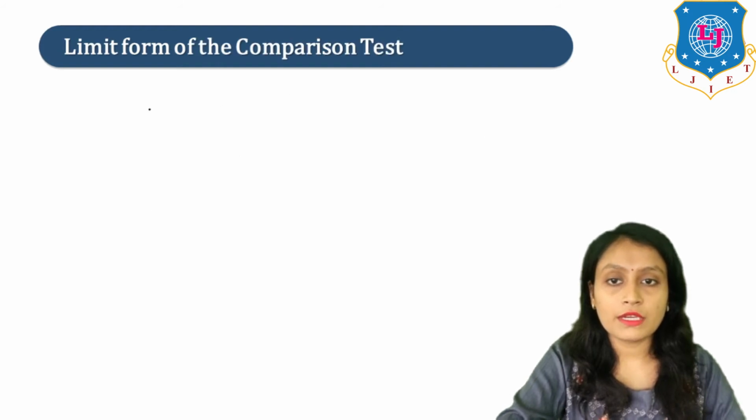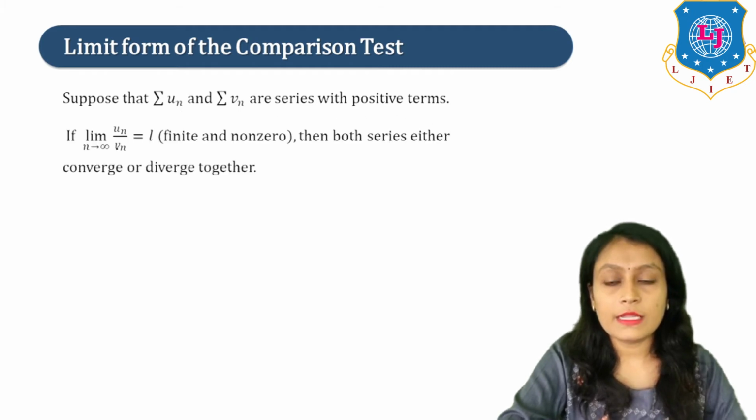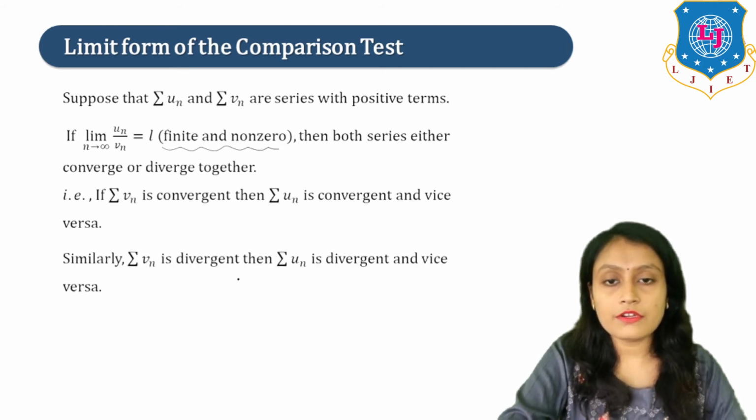Now the next one is the limit form of the comparison test. Suppose we have two series, Σun and Σvn, which are series of positive terms. And if the limit as n tends to infinity of un upon vn is equal to l, where this l should be a finite and non-zero term, then both the series either converge or diverge together. So if series Σvn is convergent, then series Σun is convergent and vice versa. And if series Σvn is divergent, then series Σun is divergent and vice versa.